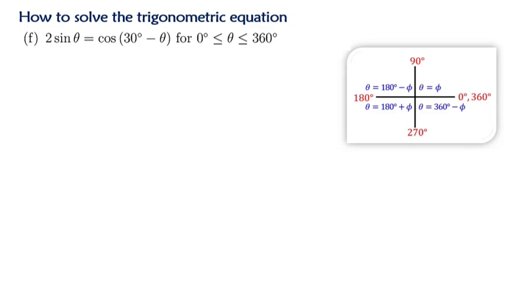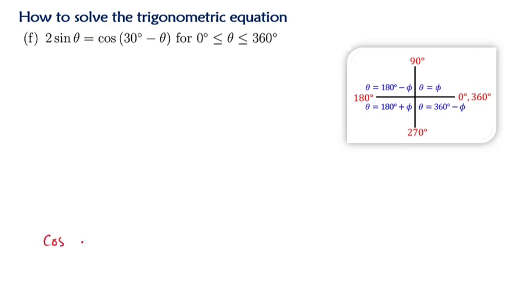Alright, so how can you solve this particular trigonometric equation? To start with, we have 2 sine theta is equal to cos(30 minus theta). So we first have to break down the 30 minus theta. This is sum and difference identities, which go like this.